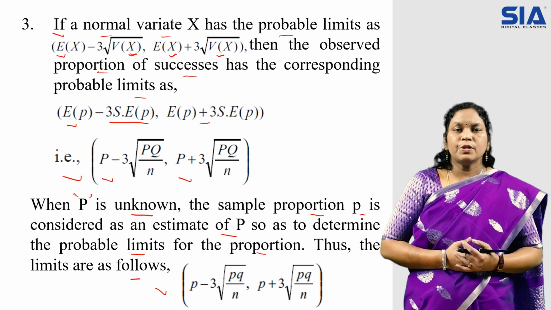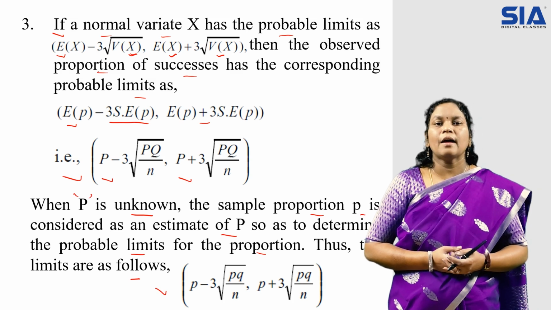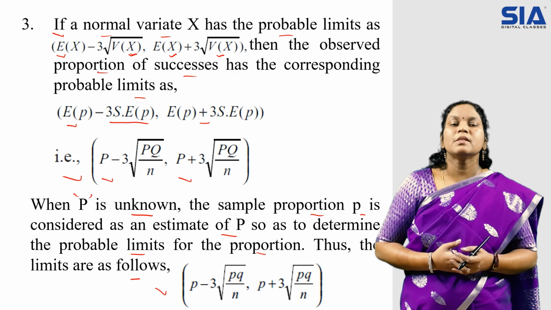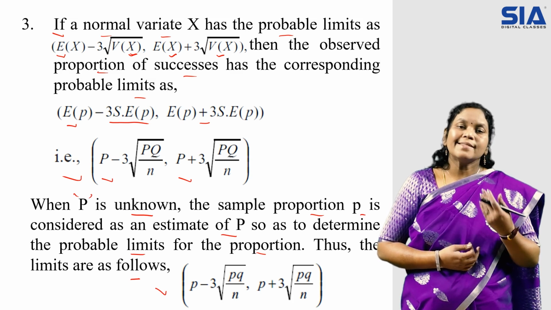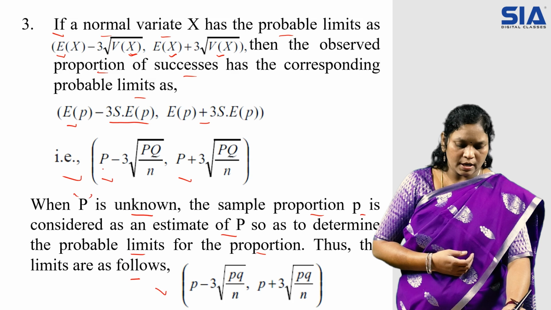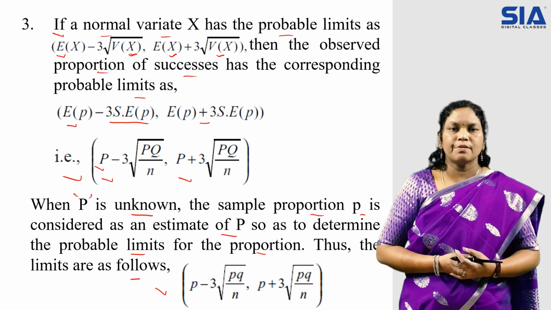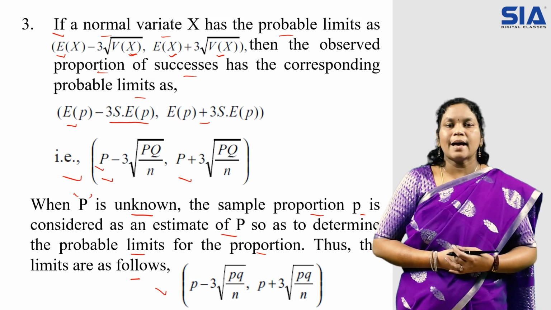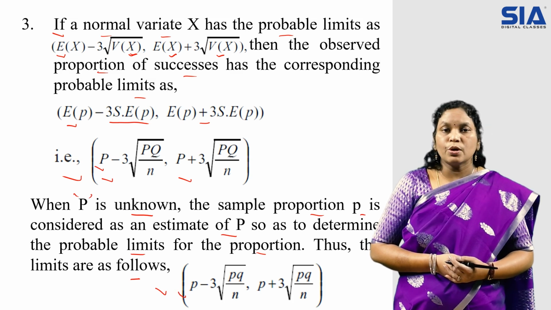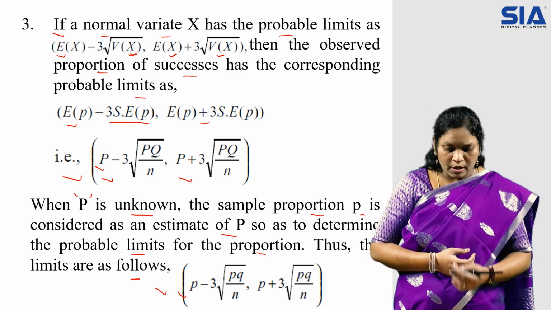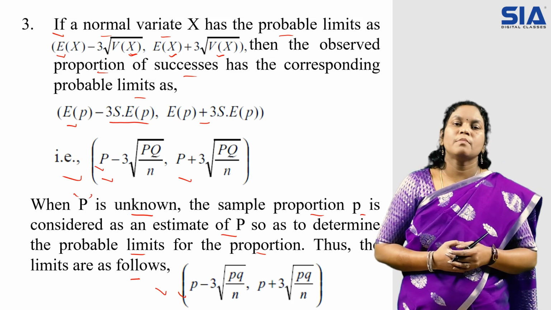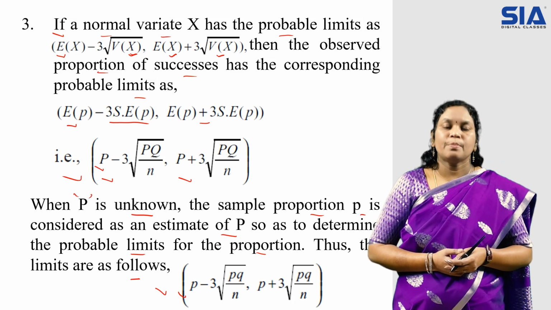So those values we don't have, but instead we have sample proportions. So the same limits, the same formula, we will consider for sample proportions. Wherever we have capital P, the population proportion, we can replace it with the sample proportion, that is small p, minus 3 root over small p into small q by n.